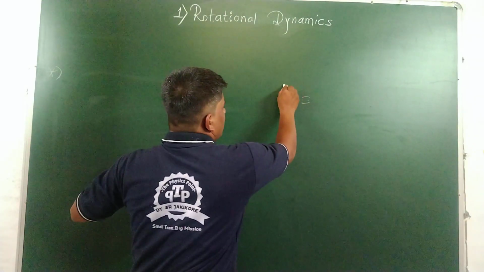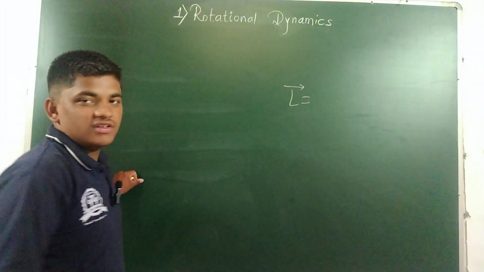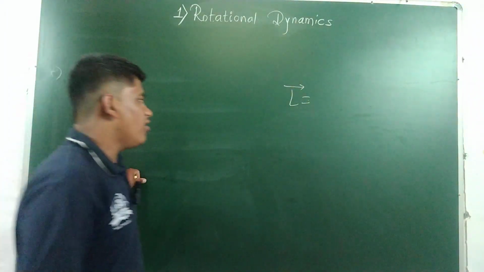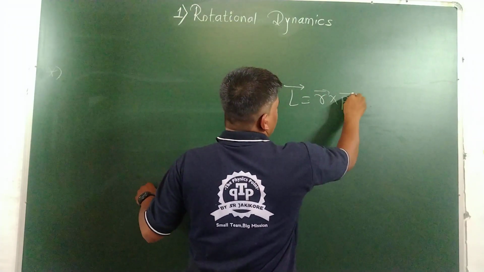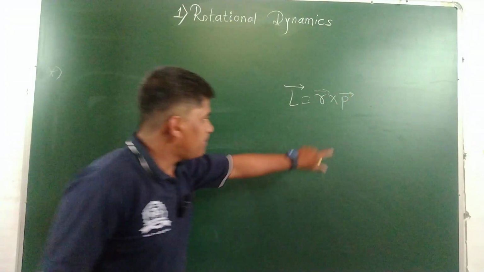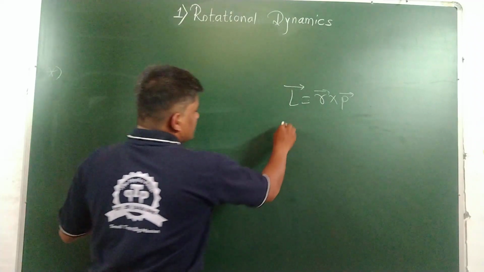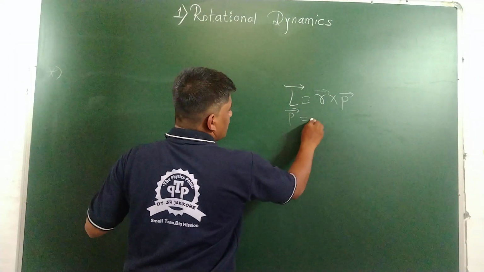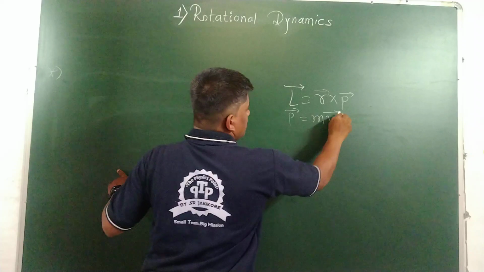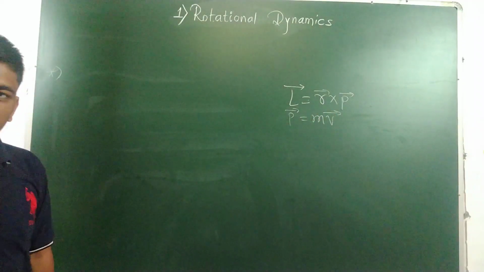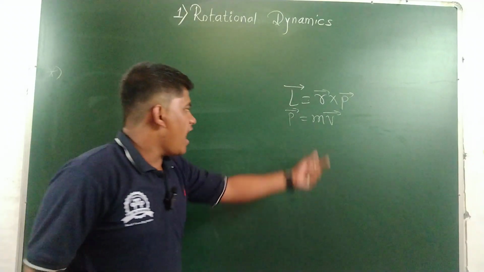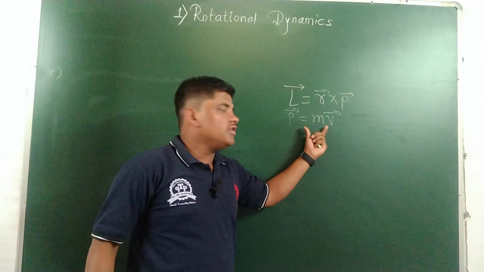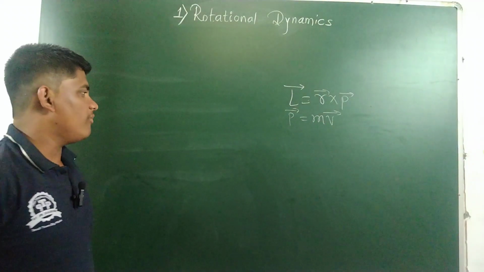Angular momentum is a vector quantity, so we must use an arrow on the head of the letter L. L is r cross p, where p represents the linear momentum. Linear momentum is m into v, where v is the velocity of the particle and m is the mass of the object whose momentum we are studying.